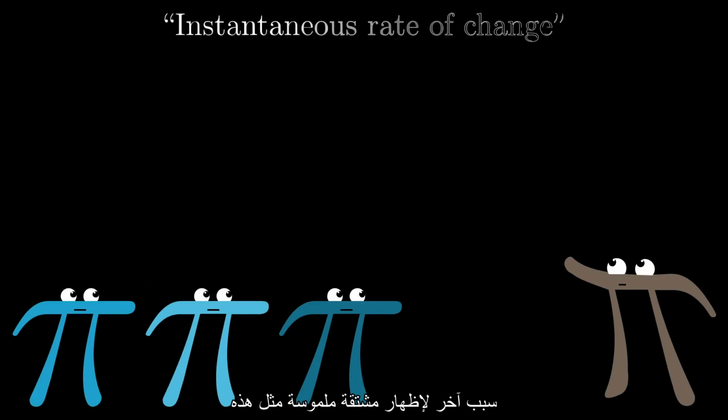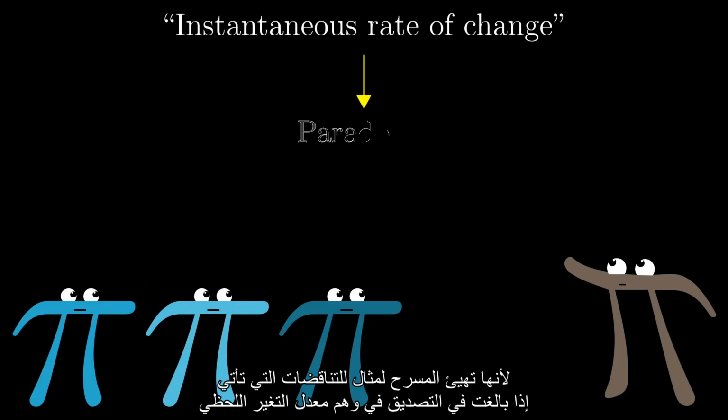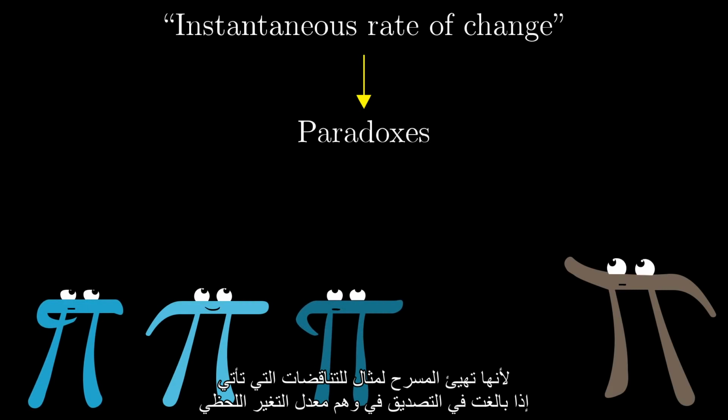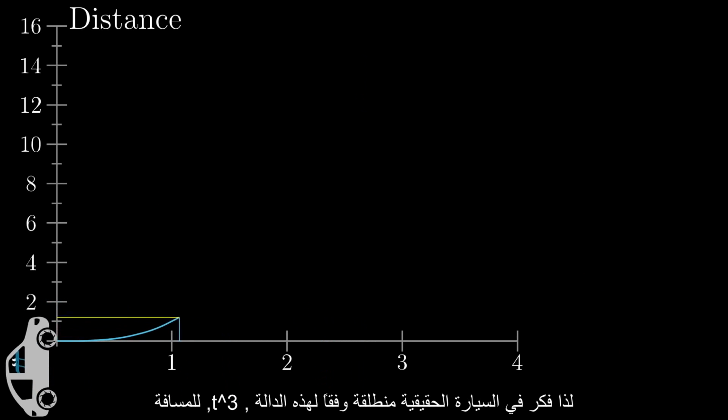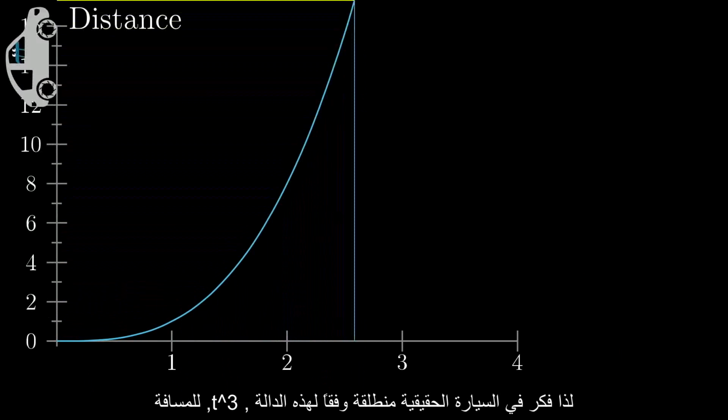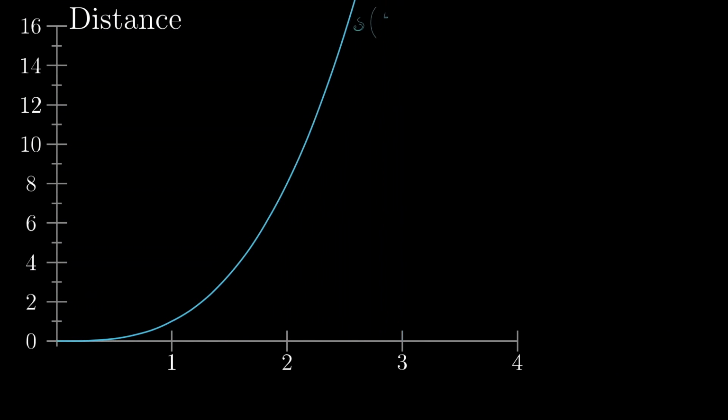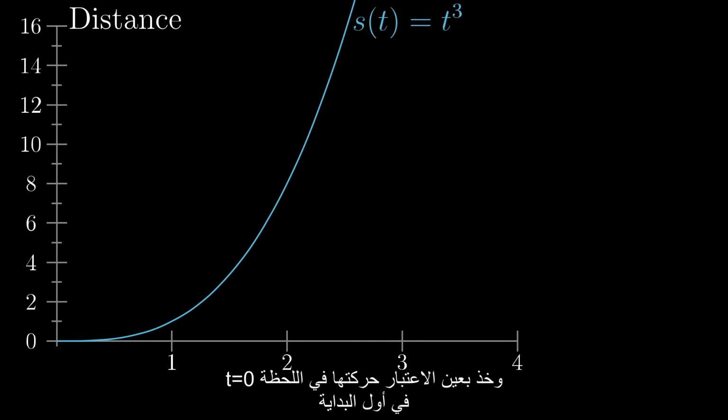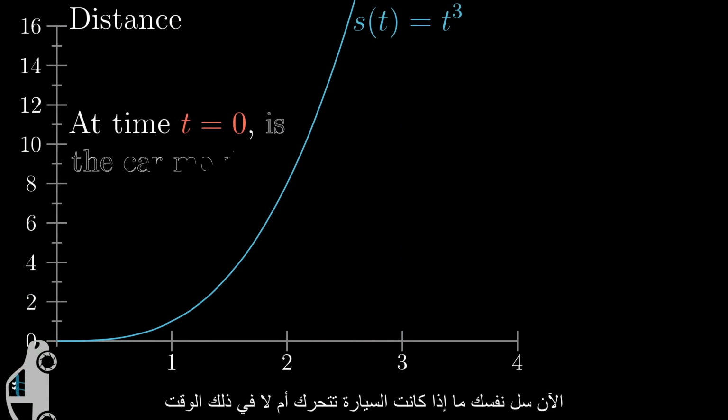Another reason to show you a concrete derivative like this is that it sets the stage for an example of the kind of paradoxes that come about if you believe too much in the illusion of instantaneous rate of change. So think about the actual car traveling according to this t cubed distance function, and consider its motion at the moment t equals 0, right at the start. Now ask yourself whether or not the car is moving at that time.